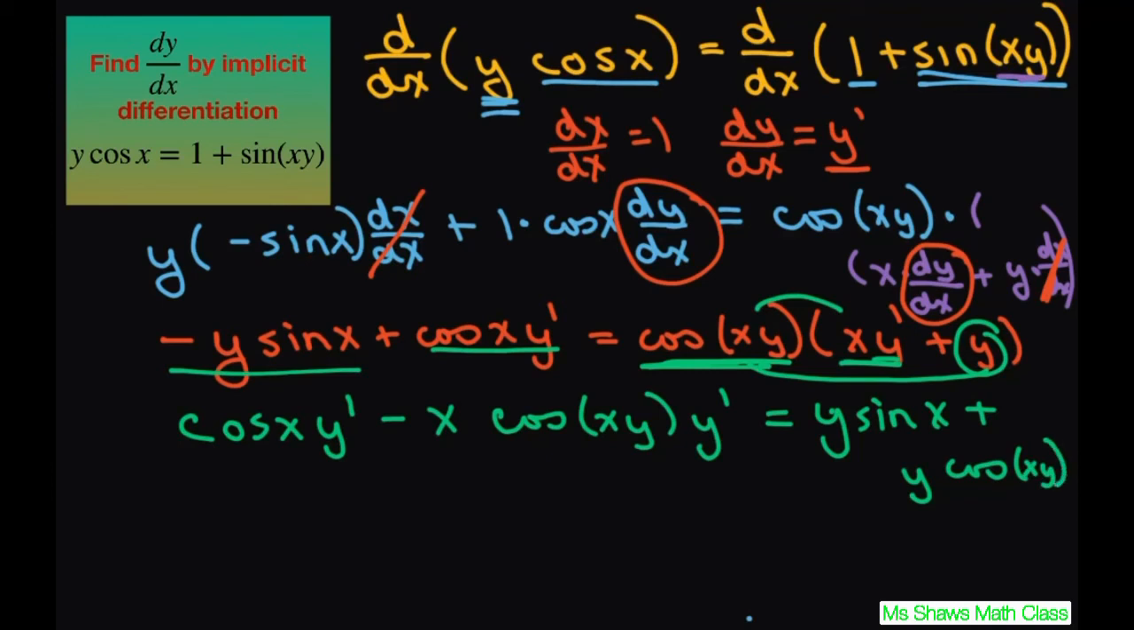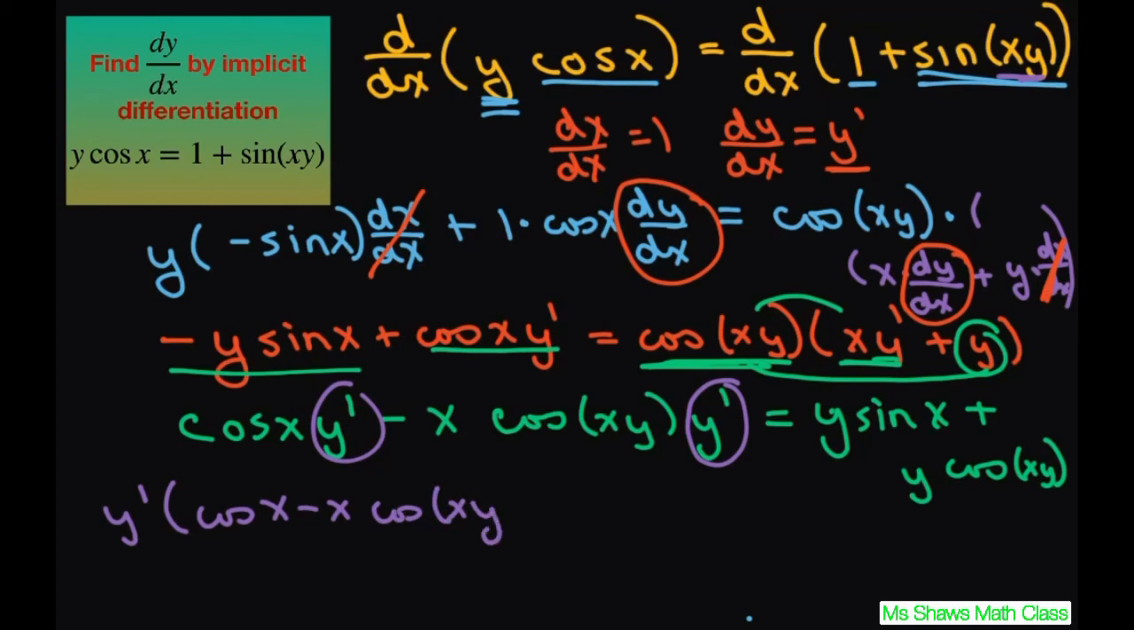Now the next step is to factor out your y prime. So this is going to give you y prime times cosine of x minus x cosine of xy equals y sine of x plus y cosine of xy. So basically I distributed this while I did 2 steps in one there. I hope it wasn't confusing.